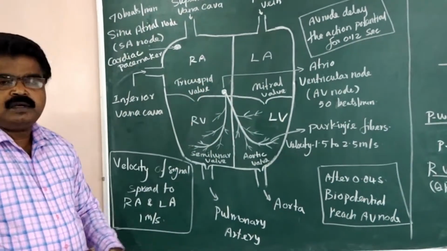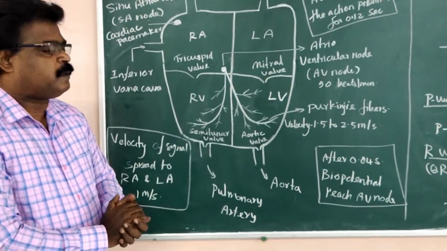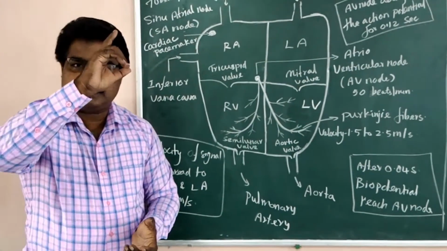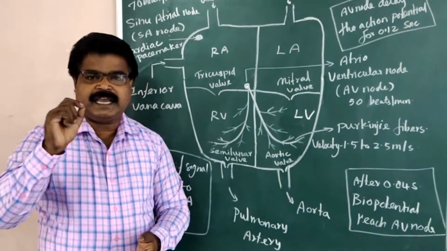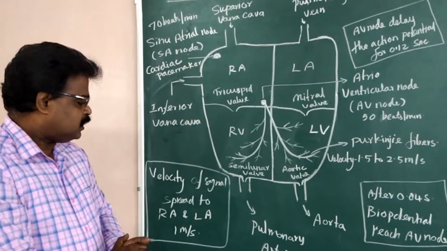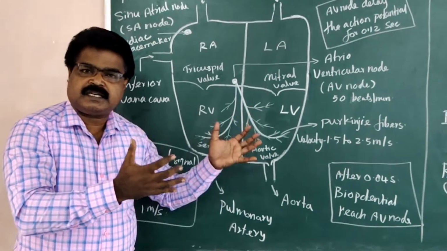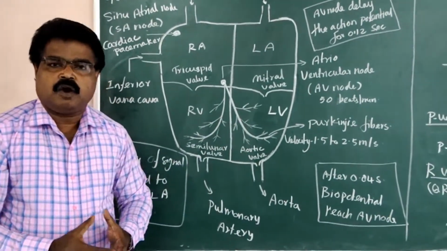In the AV node, the signal is at the rate of 50 beats per minute. In the SA node, it is 70 beats per minute, but in the AV node, the signal will be 50 beats per minute. So this is how the action potential is generated as well as spread in the heart.